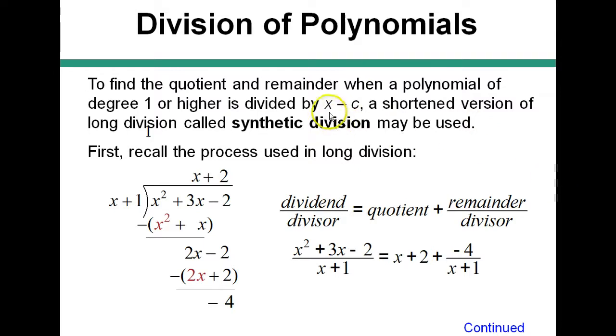But in order to do so, your divisor needs to be in this form. That is, this is just to the first power, and then some value here. This is a constant. So notice it's a negative of a constant. So when we set up our C, as you will see, it's the opposite sign of C because of this form here. So we just did that, and now we're going to show you synthetic division.